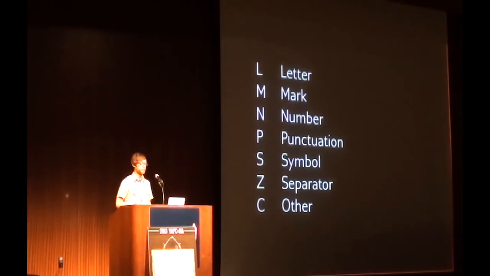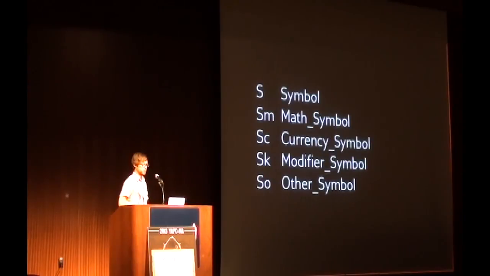Here's some examples of other general category values like letter, mark, number, punctuation, and so forth. And there are even subcategories of the general category. So let's take S for symbol. There's also math symbol, currency symbol, modifier symbol, and there are 2 letter codes for that. You always have to use the curly braces for them.